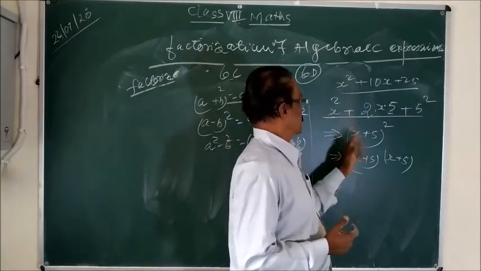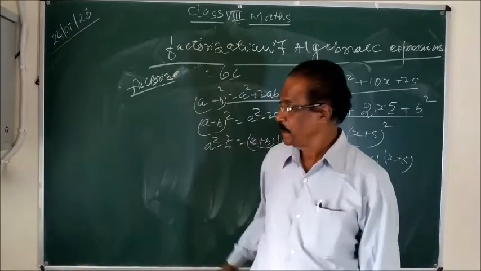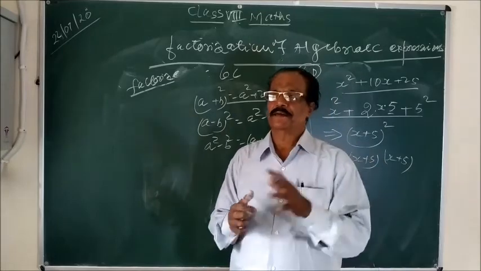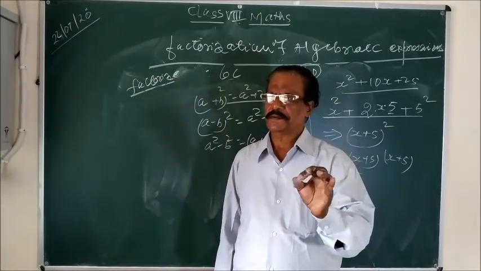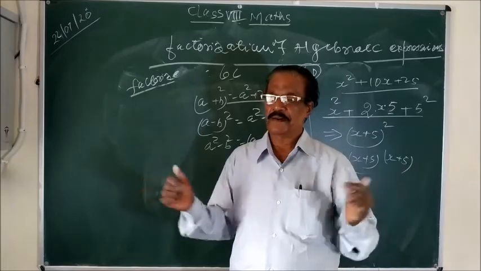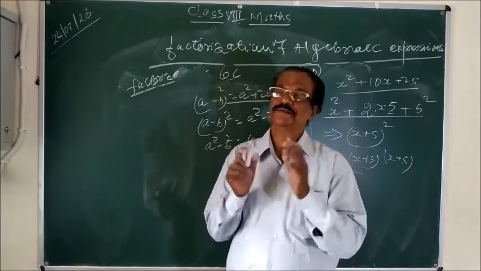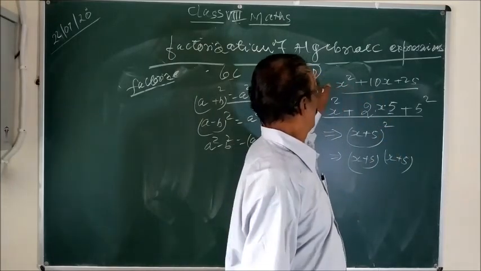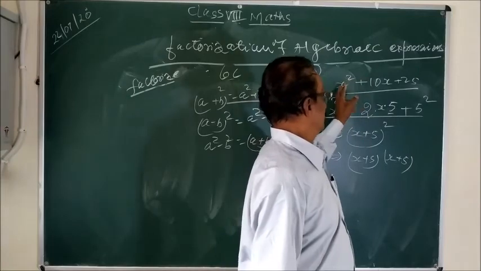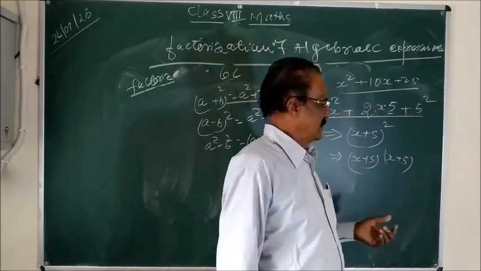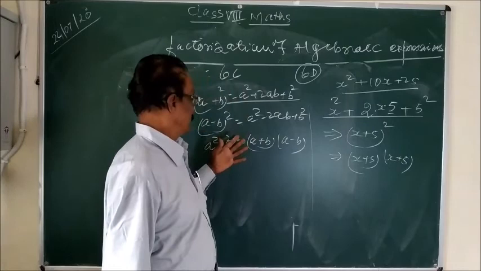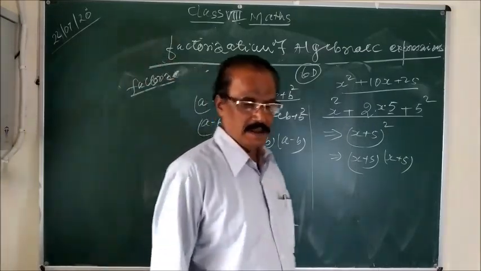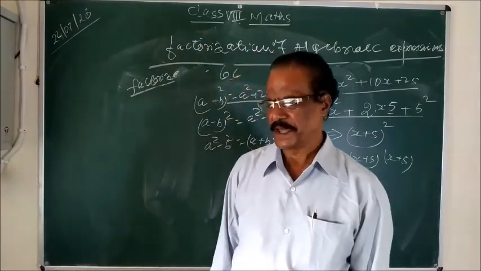So this 6D you will try to solve, and for 6A I have already explained a few questions. Two things you have learned today: to factorize a given polynomial by grouping them in suitable terms, and how to factorize the given trinomial. These are the 3 important formulas you have learned, and you will try to solve, and you can ask your doubts. Thank you, and have a nice day.